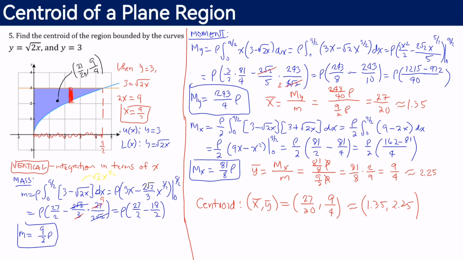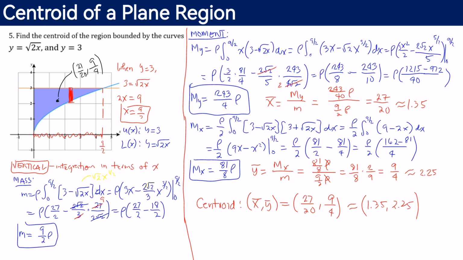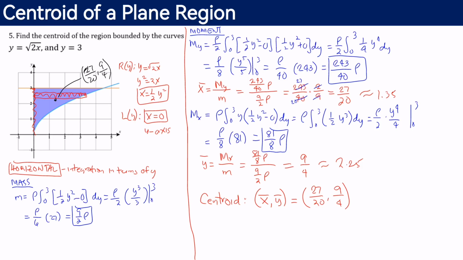Okay, problem number 5, using vertical rectangles as illustrated here. I got the centroid 27 over 20, 9/4. So it's referring to this point here. I did also this problem using horizontal rectangles as shown in the figure. I got the same answer, 27 over 20, 9/4.